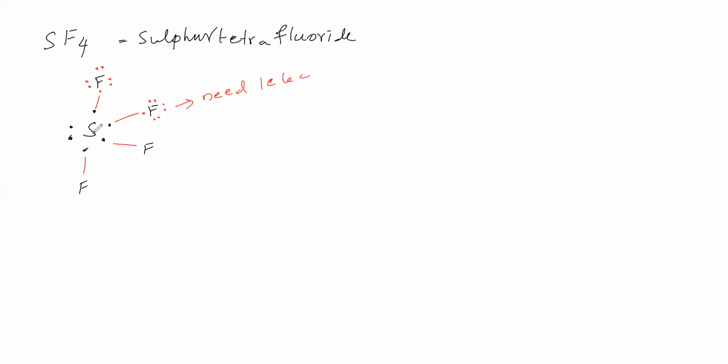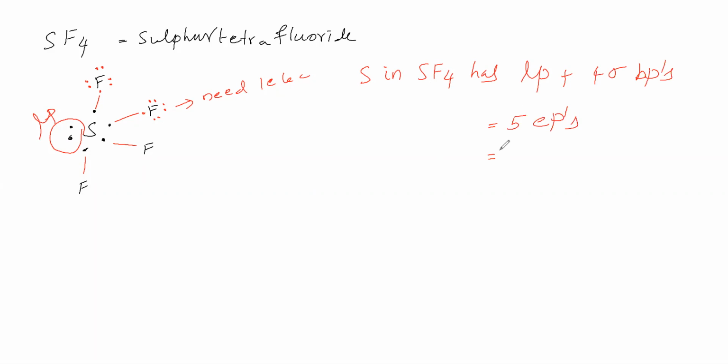Okay. Now in the sulfur, these 2 electrons are not involved in bonding, therefore it is called a lone pair. So sulfur in SF4 has 1 lone pair in the valence shell. Then 4 sigma bond pairs. So totally 5 electron pairs. 5 electron pairs means 10 electrons, which is more than octet. It is not obeying the octet rule, so we can say it is an electron rich molecule.